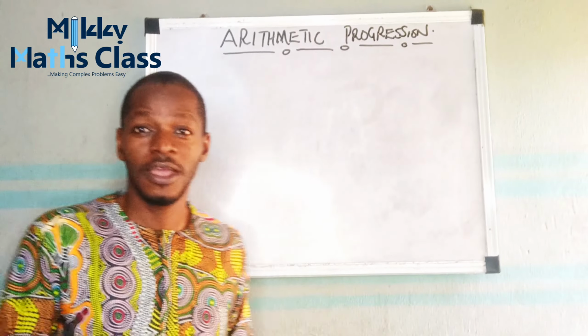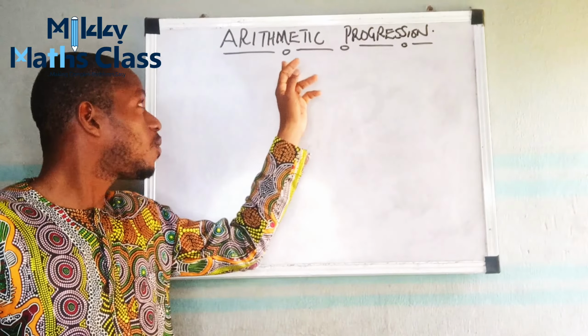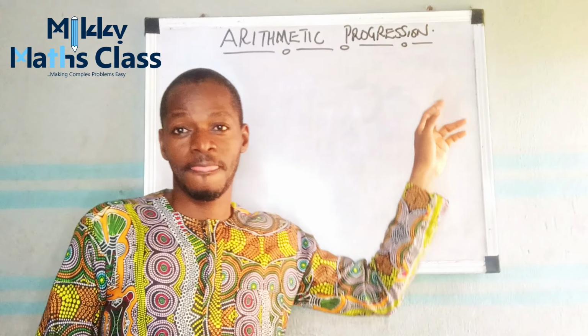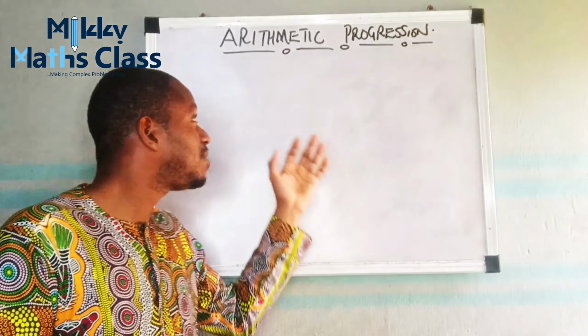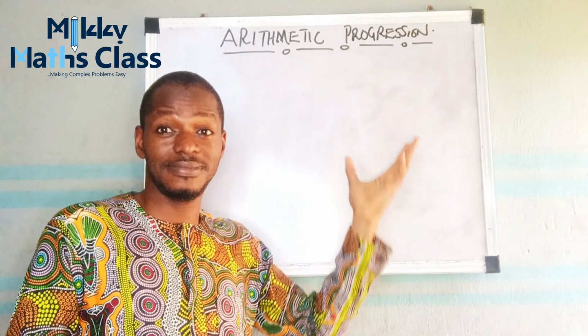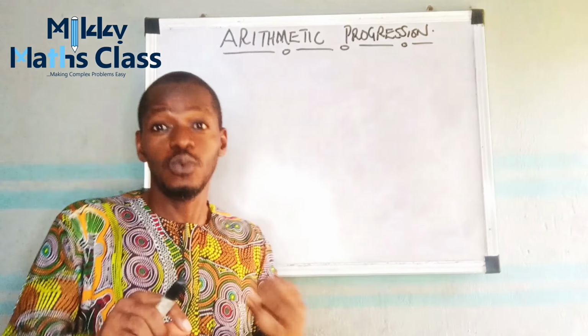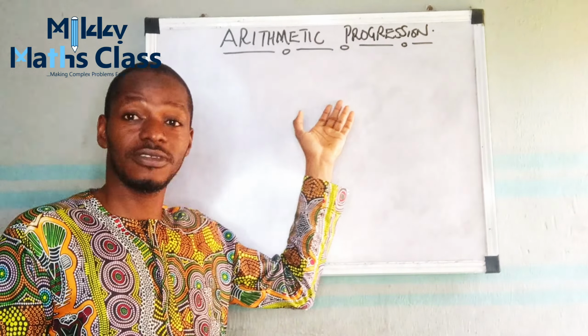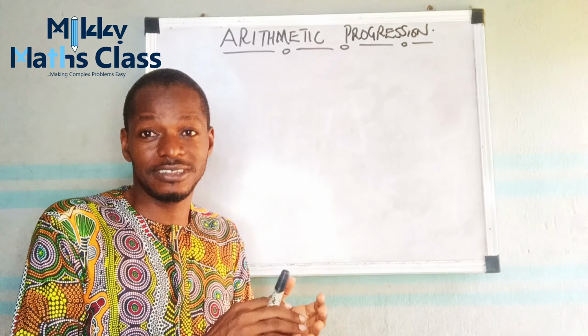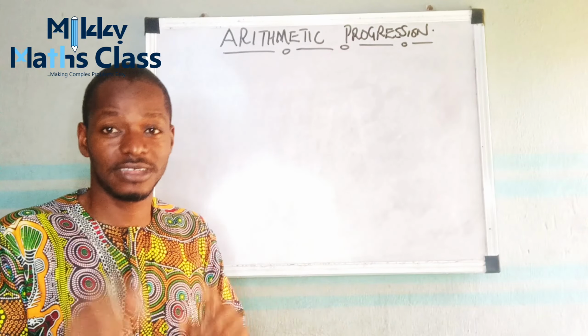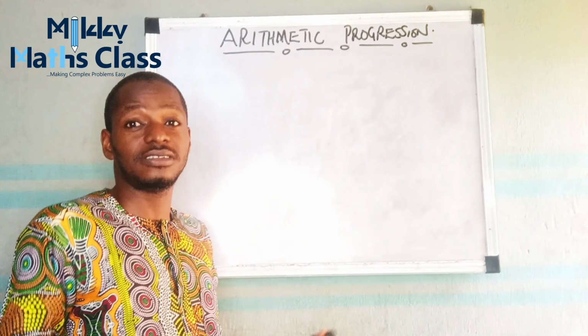Alright, today we'll be looking at what we call arithmetic progression. When we talk about arithmetic progression, what do we mean? Arithmetic progression is a type of sequence in which the terms are either increasing or decreasing by a constant term, by adding or subtracting a constant term.